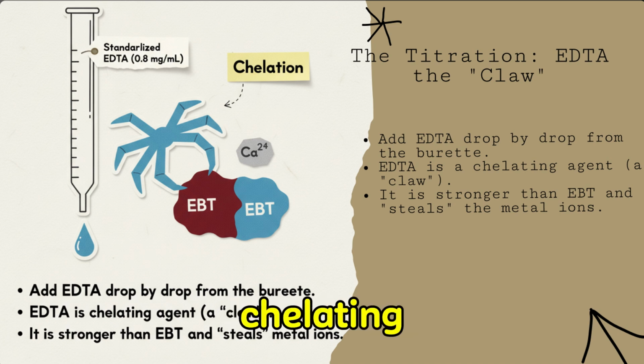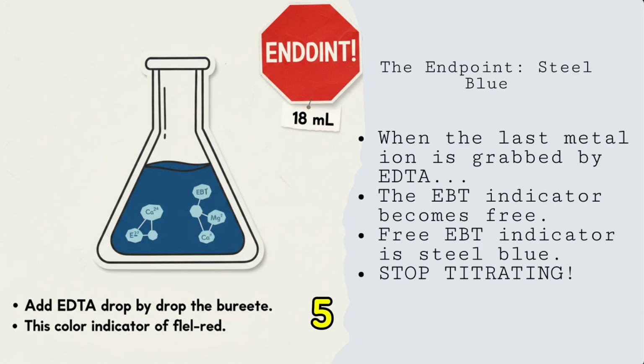EDTA is a chelating agent. You can think of it as a claw. It is much better at grabbing onto calcium and magnesium ions than the EBT indicator is. So as each drop of EDTA enters the flask, it rips the metal ions away from the indicator.